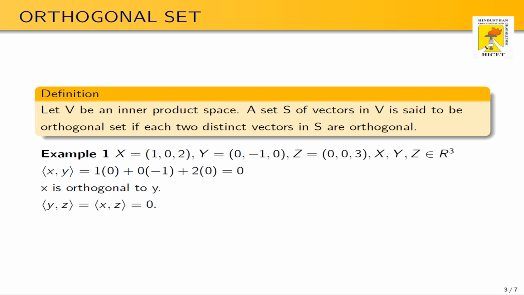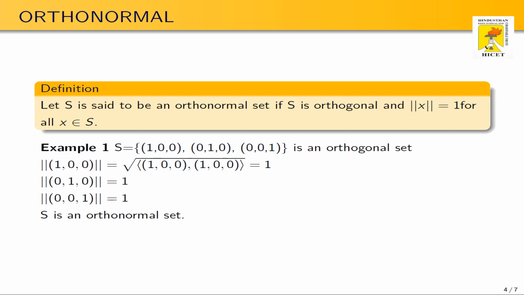Next, orthonormal. A set S is said to be orthonormal if it satisfies two conditions. First one, S should be orthogonal, and the next, norm of x is equal to 1 for all x belonging to S.